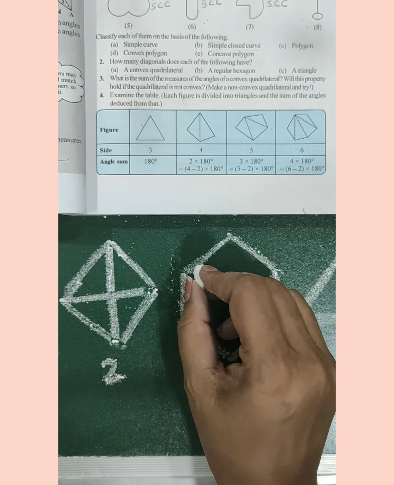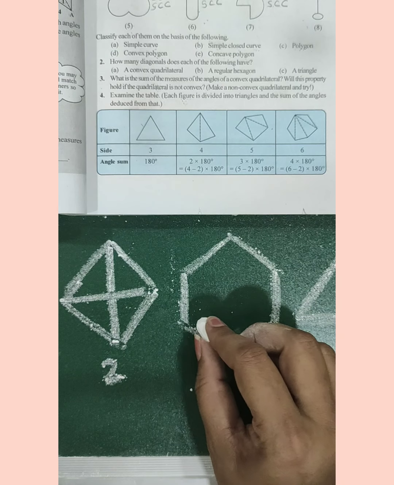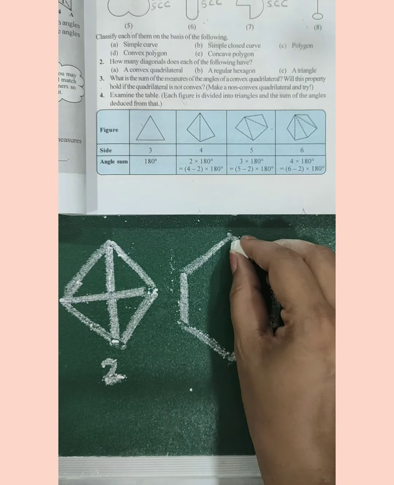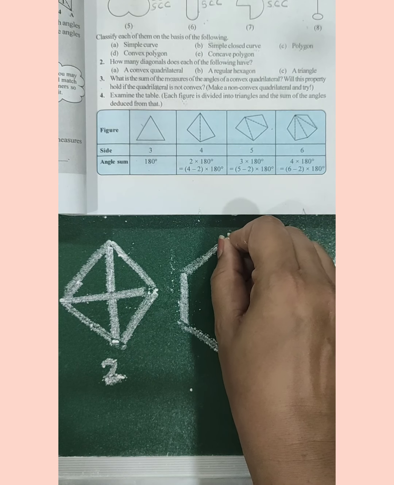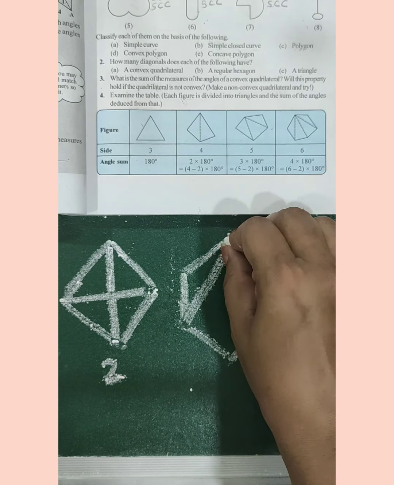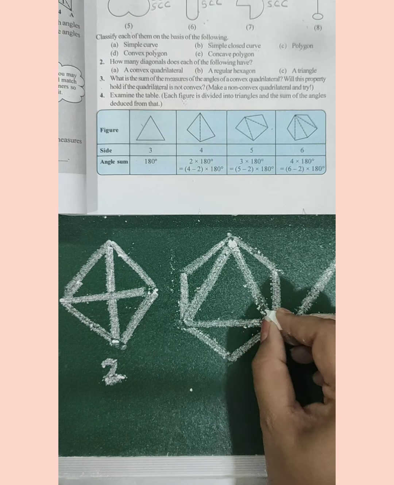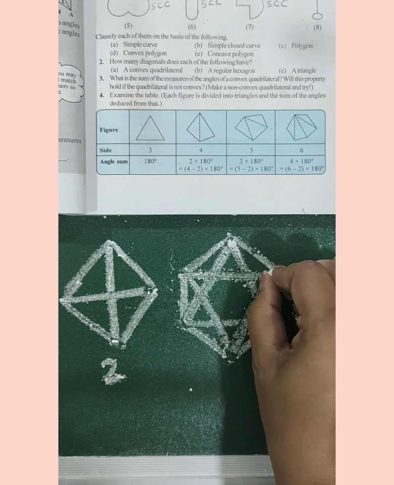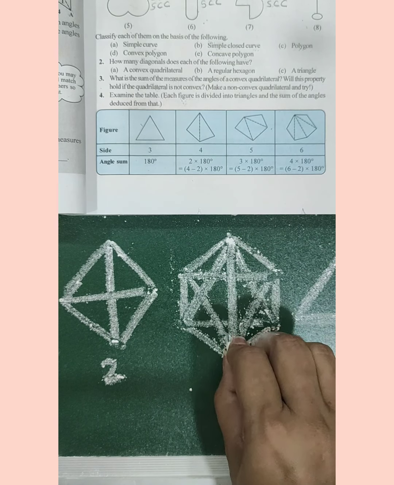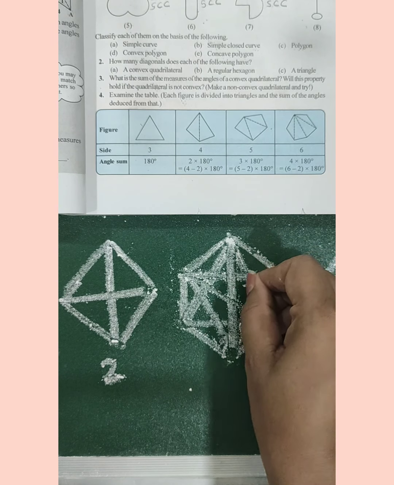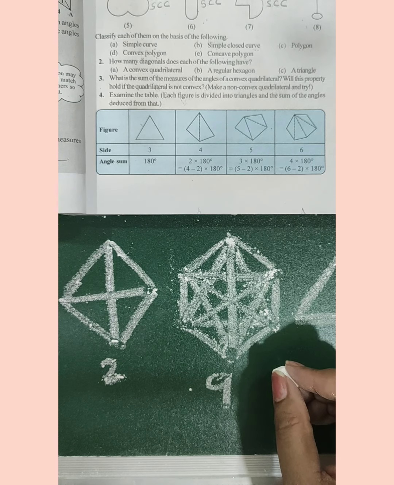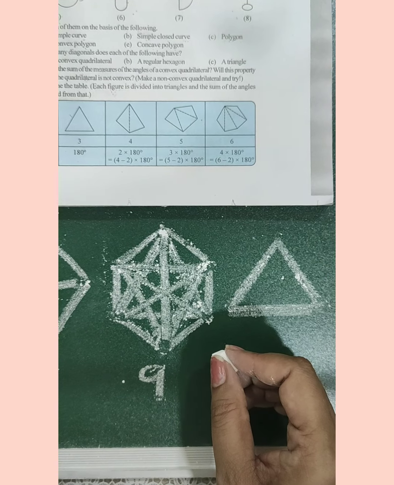If I draw a hexagon, all of you know that a hexagon has 6 sides and 6 vertices. So if I join these vertices to get diagonals in different ways, then I'll get 1, 2, 3, 4, 5, 6, 7, 8 and 9. So I'll get 9 diagonals in a regular hexagon. And the third example is triangle.